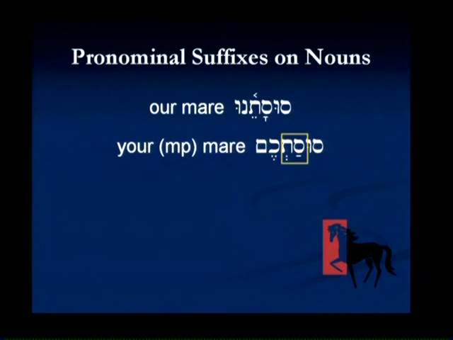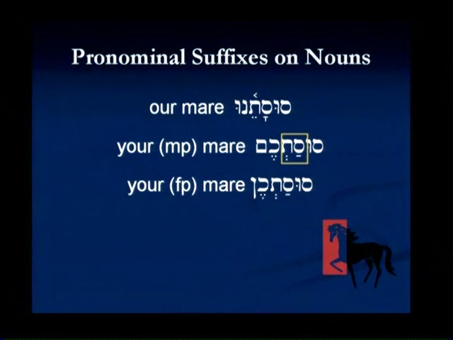And actually, this is susa as an open syllable. And then thakem is the last syllable. Susath thakem. Everyone? Susath thakem. And then the feminine is susath thaken. All right. It's very tricky.